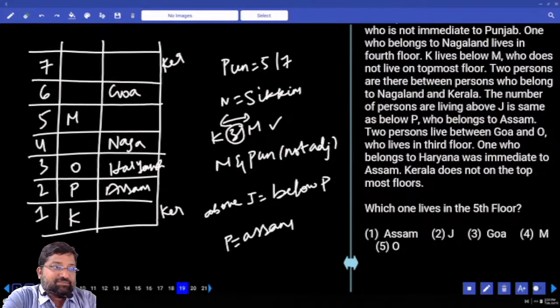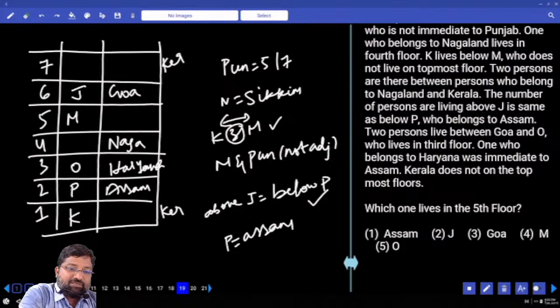Is this clear to you all? Next one. When I have fixed P, I can also fix J. Above J is equal to below P. P is in the 2nd place from the bottom, so J will be in the 2nd place from the top.